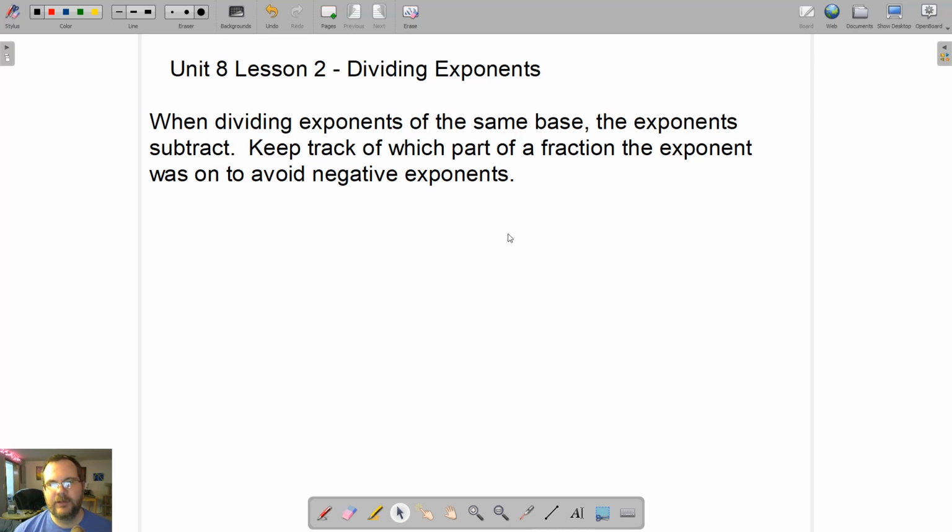Okay, welcome back everybody. So today we're going to start with Unit 8 Lesson 2, which is about dividing exponents. So last time we did multiplying exponents, now we're going to do dividing exponents. And here is Yoda again.